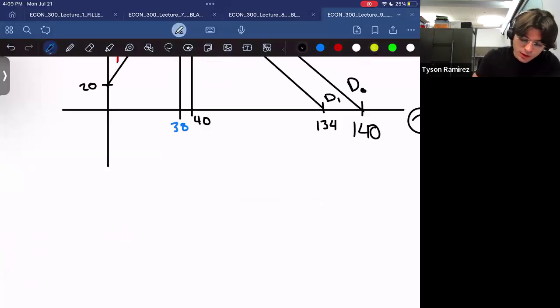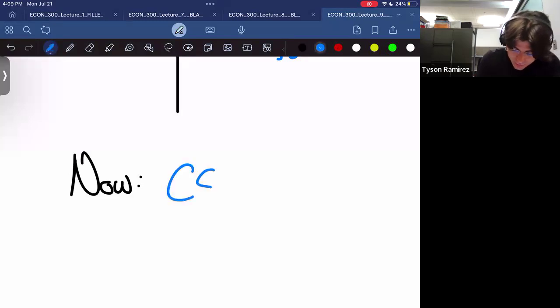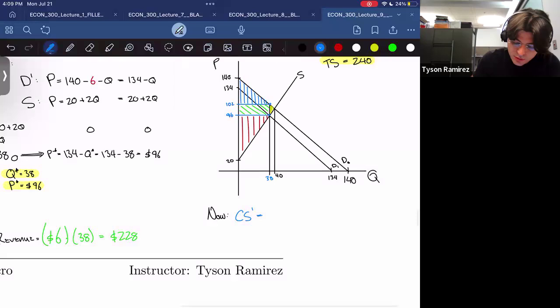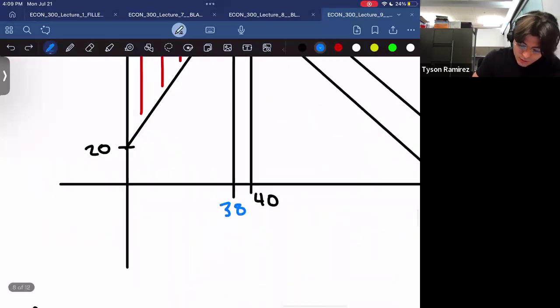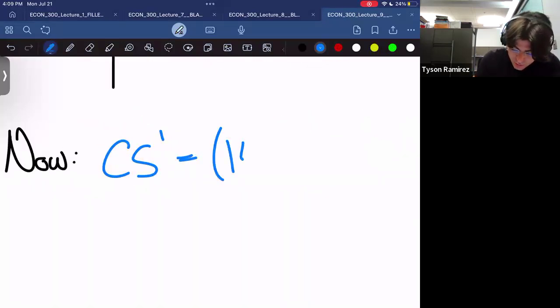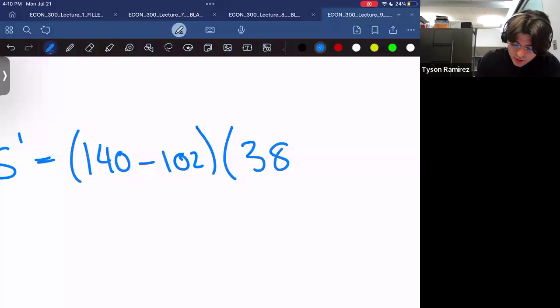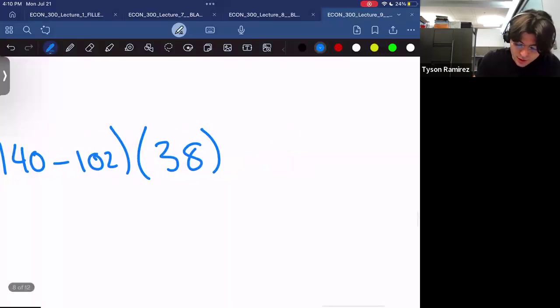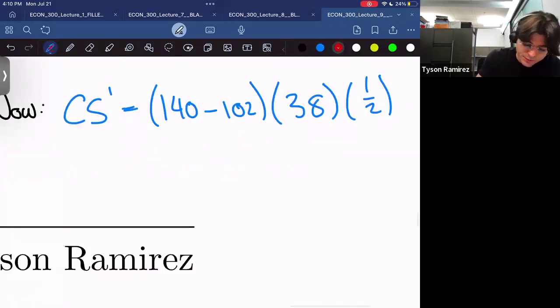So now the new consumer surplus, CS prime, is equal to 140 minus 102. So we know that measurement has reduced. 140, sorry, not times, minus 102. And then we know that the equilibrium quantity is just 38. And then it's the area of a triangle, so you have to do base times height times 1/2.